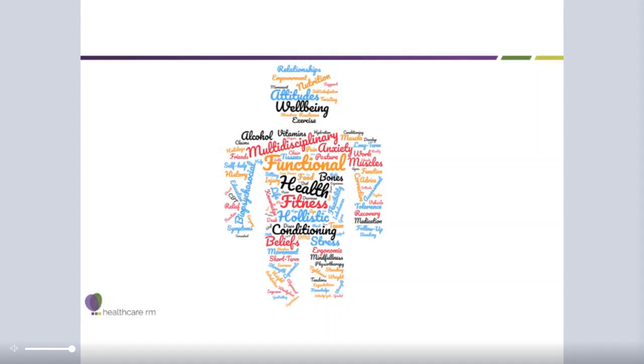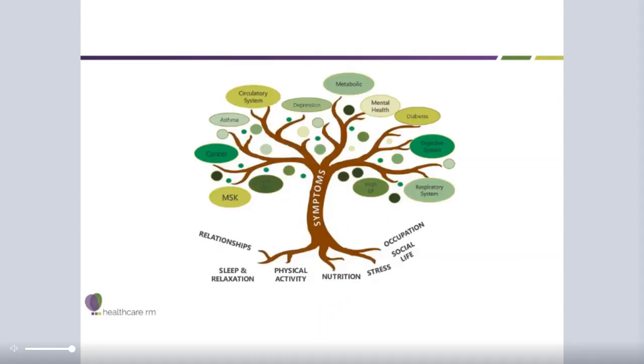Another little infographic that we use to help people see this gets called the functional tree. It gets used in functional medicine, and you can see from the roots of everything that's at the bottom, the symptoms stem out of that. So you can see there's quite a diverse range of things that can happen there. And when we're looking at everything together, it's all completely interlinked.